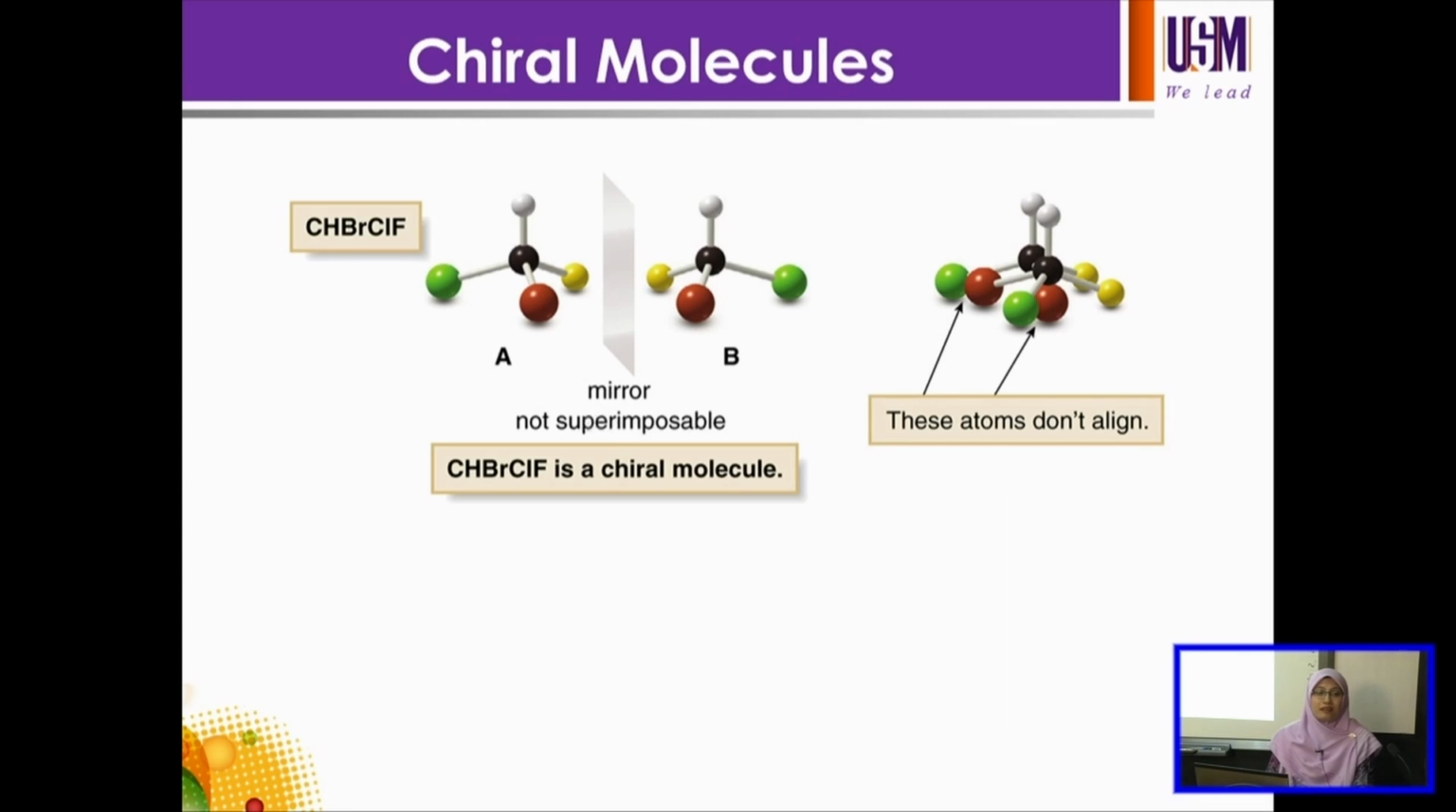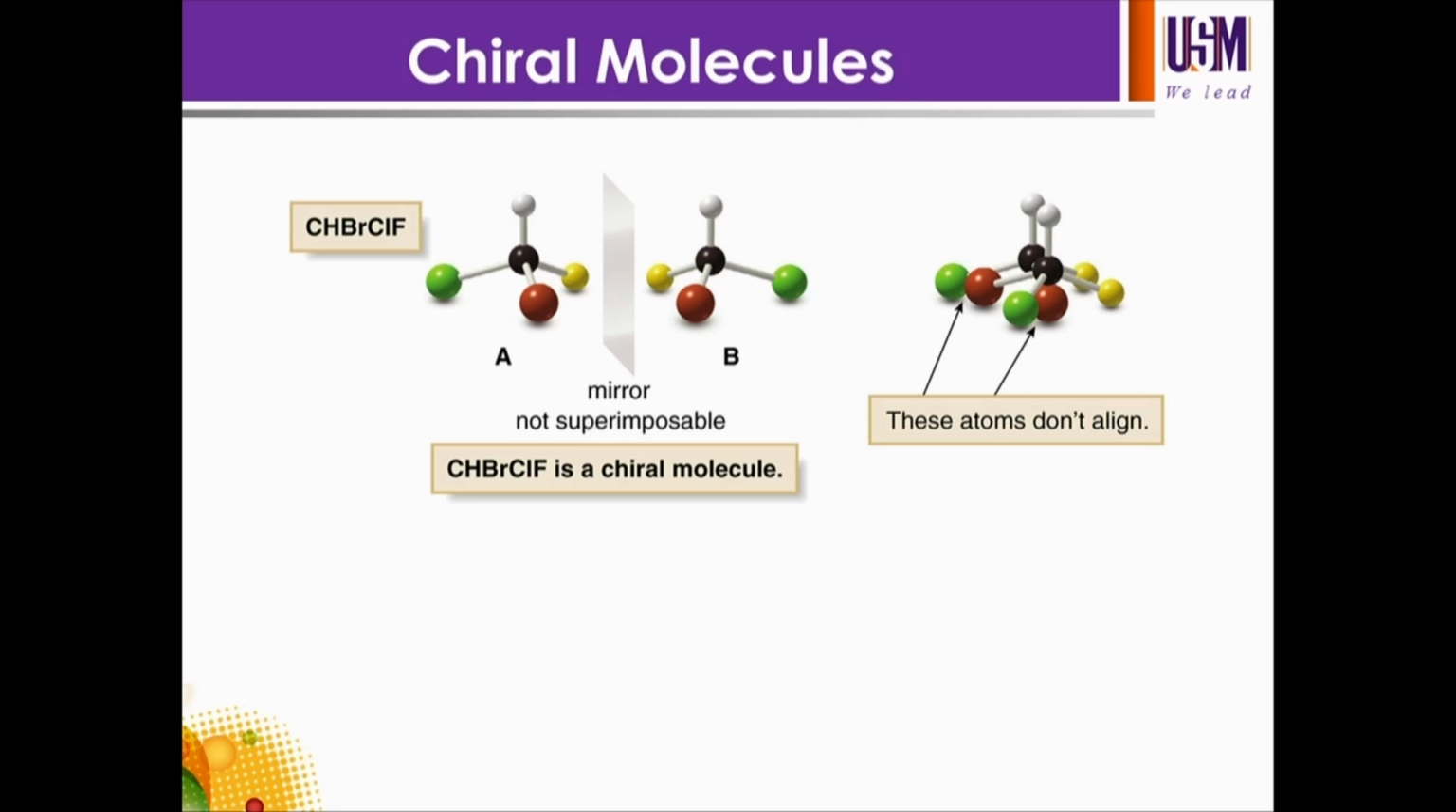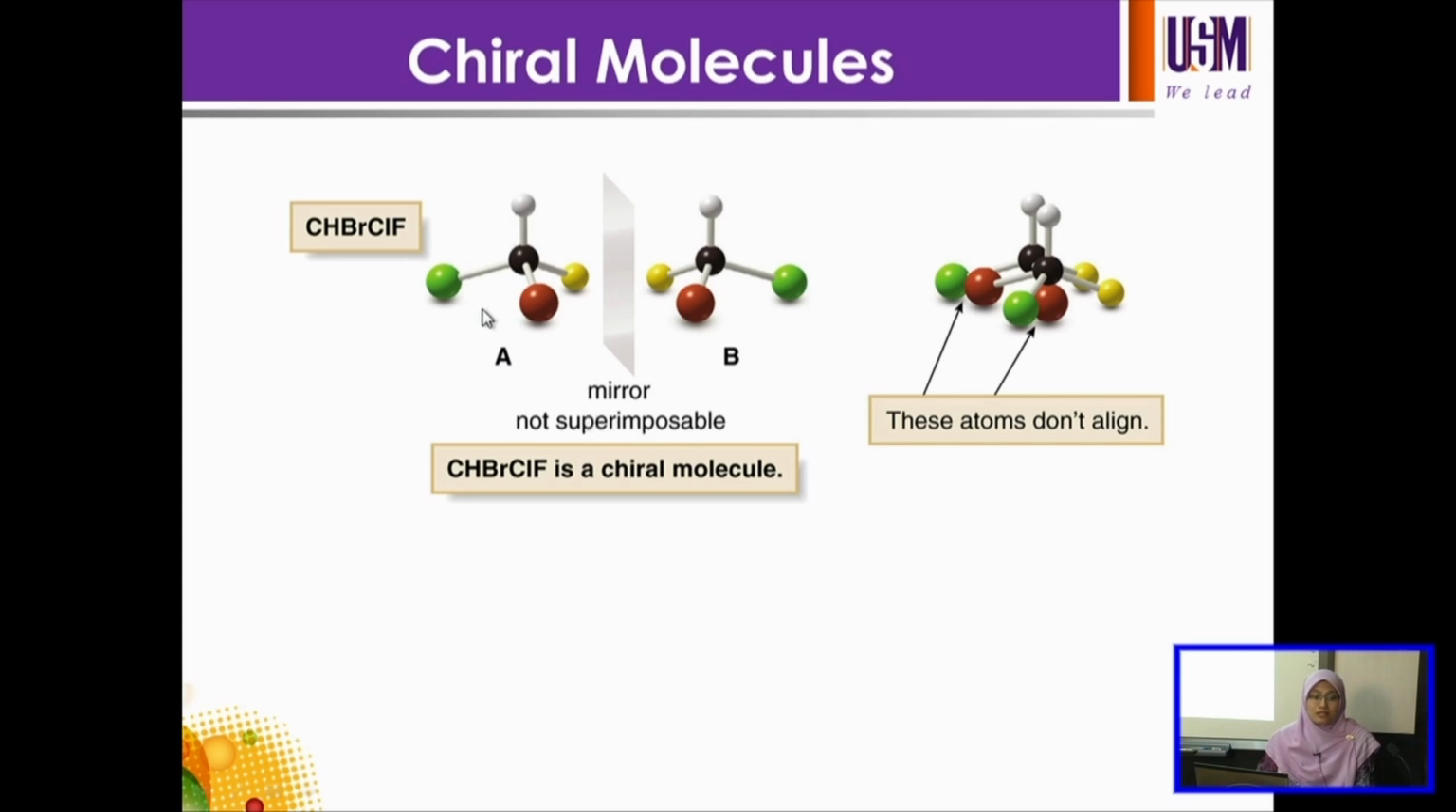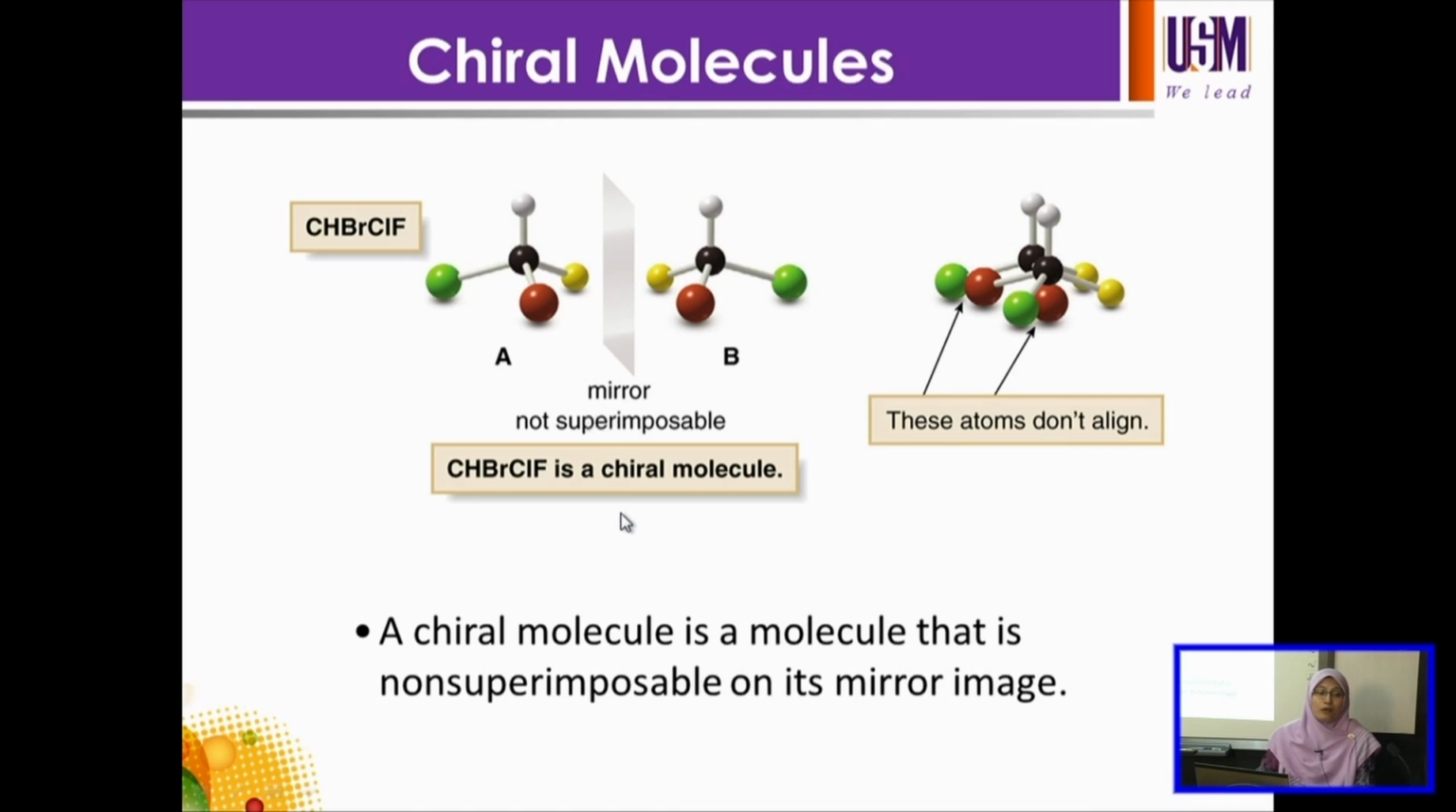So this is an example of a chiral molecule, bromochlorofluoromethane. We have looked in the previous video that these molecules are non-superimposable images, because the atoms in the mirror images are not aligned to each other or not identical to each other. So this molecule is called a chiral molecule. A chiral molecule is a molecule that is non-superimposable on its mirror image.